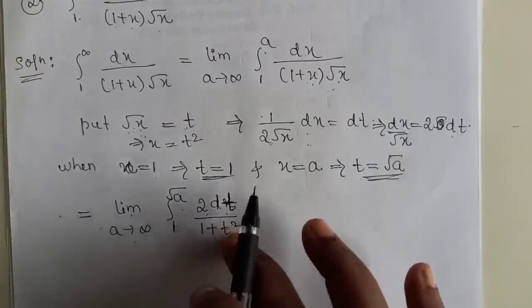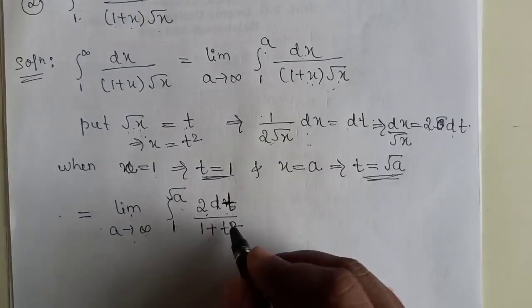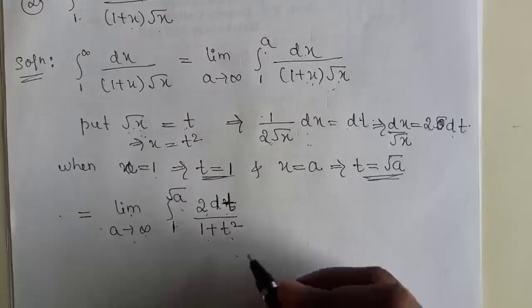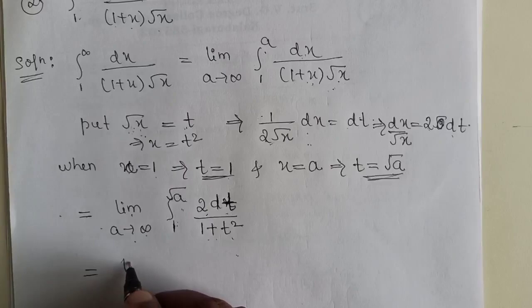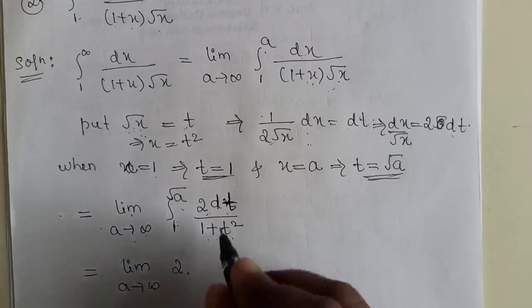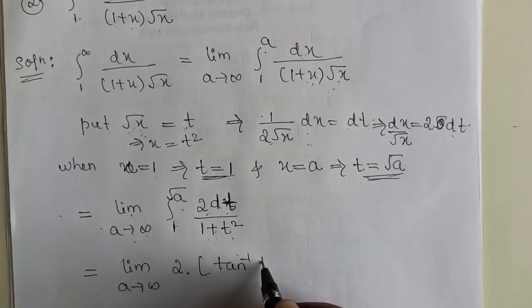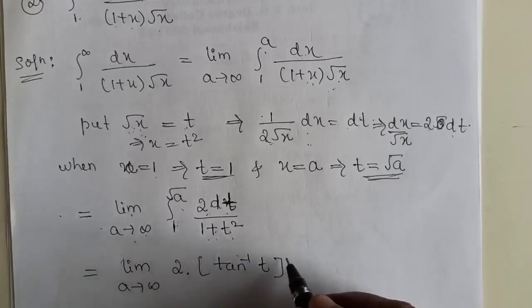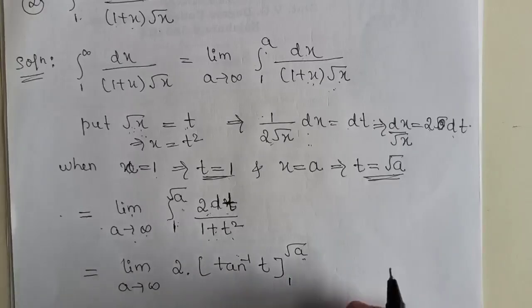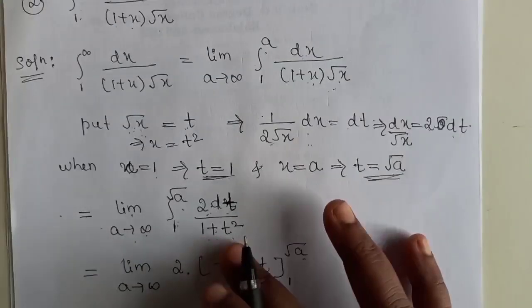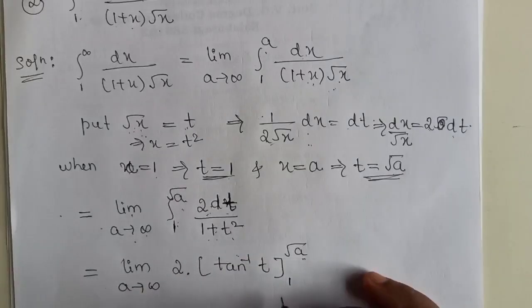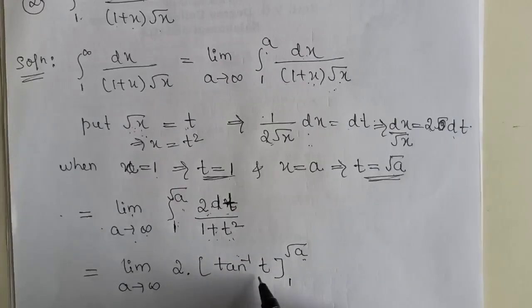Now we can integrate this easily. Using the integration of 1 divided by 1 plus x square, which is tan inverse of x, this can be written as limit a tends to infinity, 2 taken outside, integration of 1 divided by 1 plus t square is tan inverse of t, and the limits are 1 to root a. Here in the place of x we have t, therefore its integration is tan inverse of t.